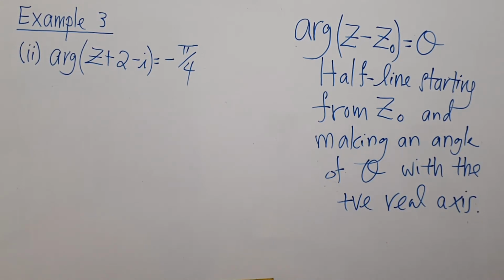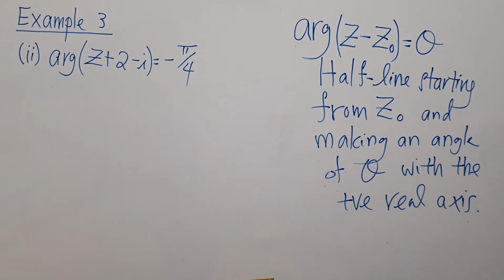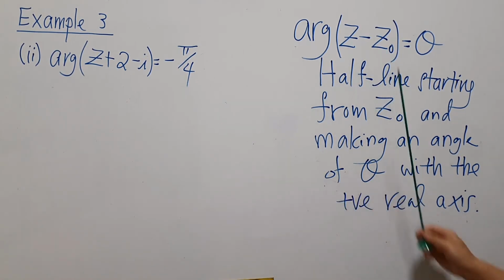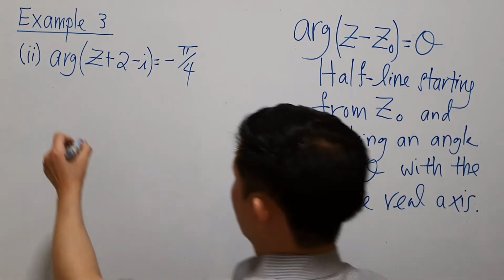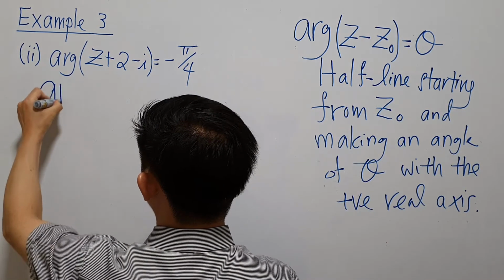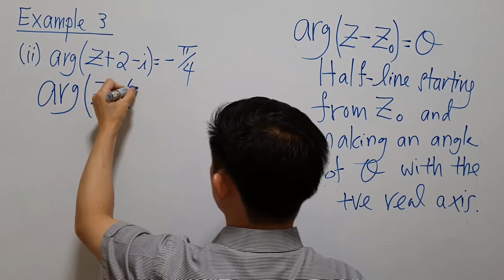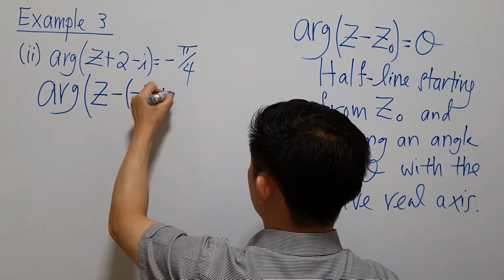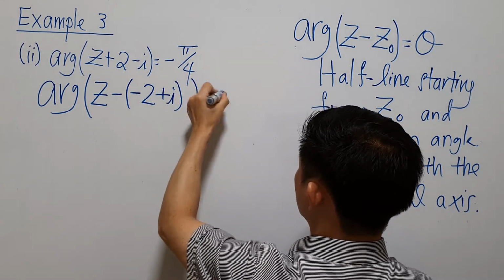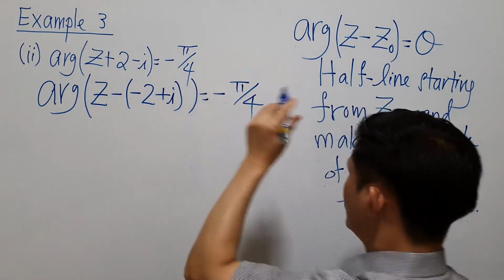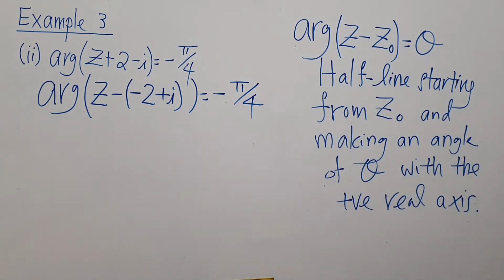In example 3 part 2, you are given an equation of this form. You compare these two equations, and you find that they look quite alike. You just need to do that simple tidying up. You can rewrite this as argument of z minus, in brackets, minus 2 plus i, equals minus pi over 4. So by comparison, you will realize that this represents a half line starting from minus 2 plus i.